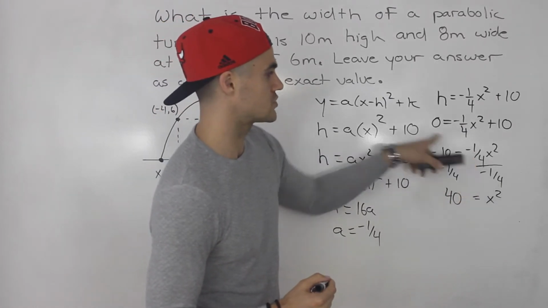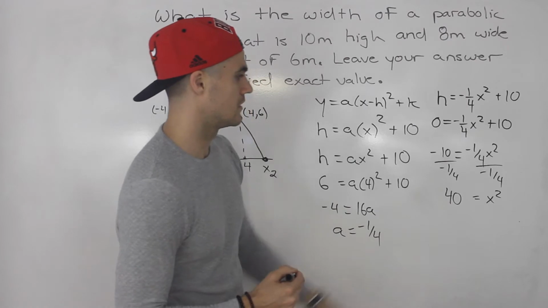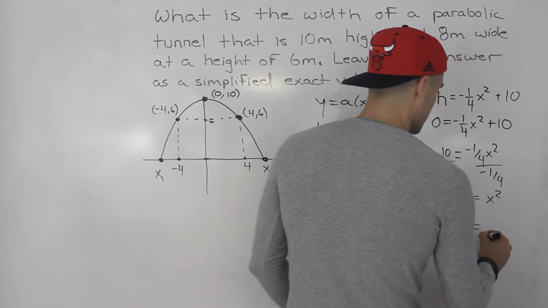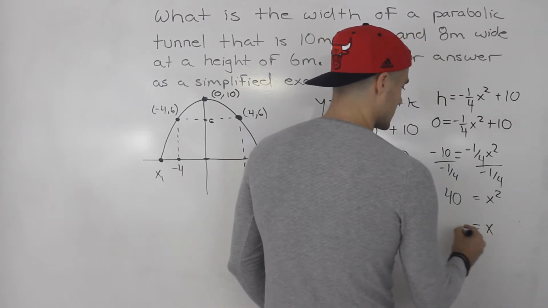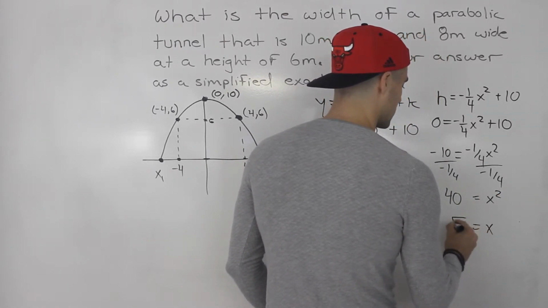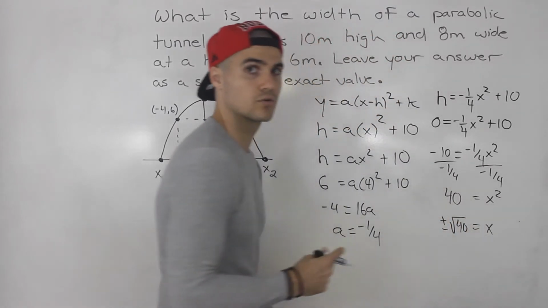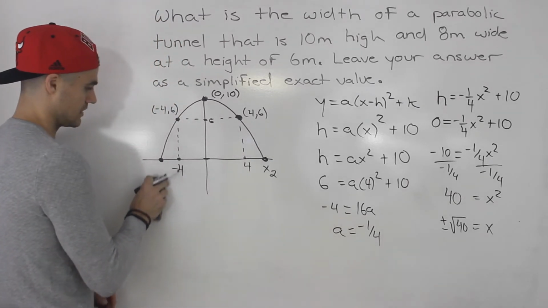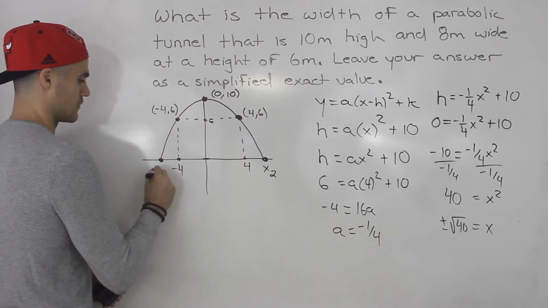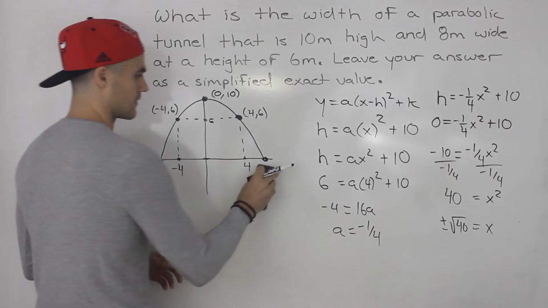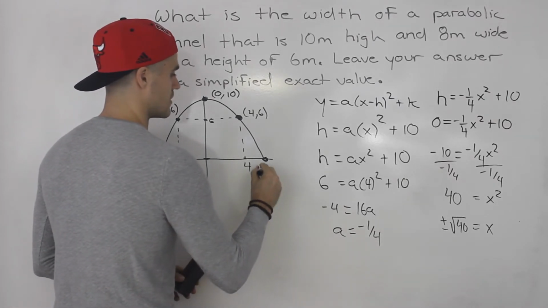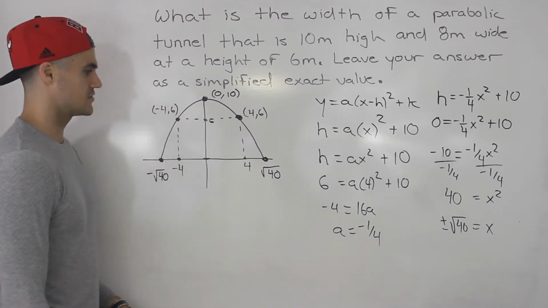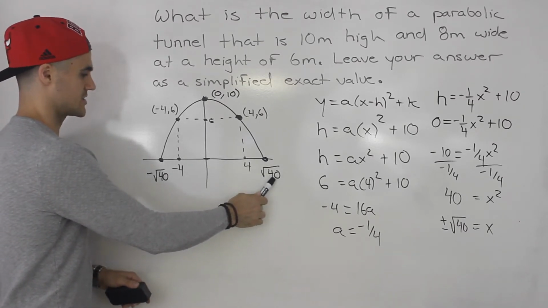Another thing we could have done is cross-multiplied everything. Either way, we get 40 equals x squared when you do that algebra. So x is what? The square root of 40, but it's plus or minus. Remember, the square root can be positive or negative. So that means x1 here is negative root 40, and then x2 here is positive root 40.